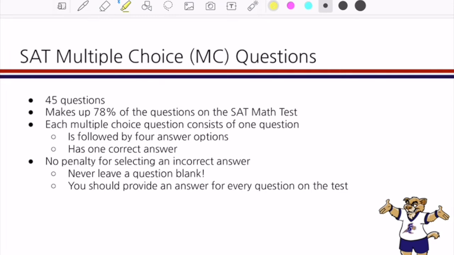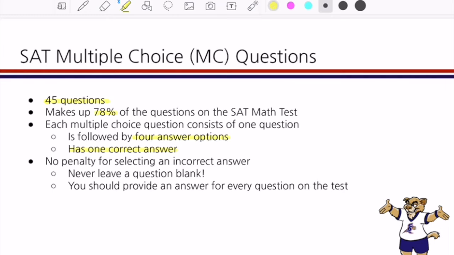There are 2 question types on the SAT math test. There are multiple choice questions, and out of the 58 questions on the test, 45 of them are multiple choice questions. So the multiple choice questions make up about 78% of the questions on the test, so a little bit more than 3/4. So each multiple choice question has 1 question. It's followed by 4 answer options, and there's 1 correct answer to the question. So the SAT math test does not contain any select all that apply type questions like the SBAC test did.